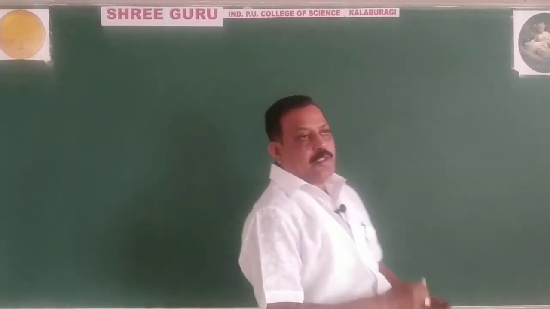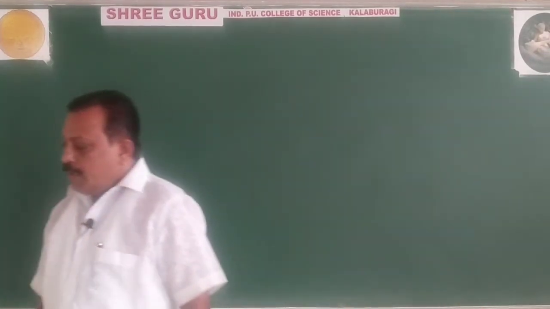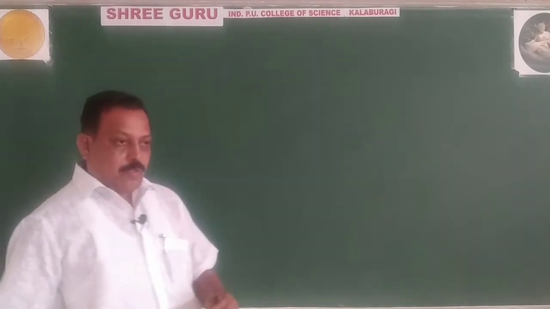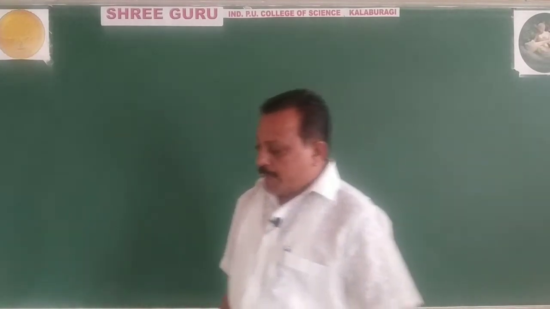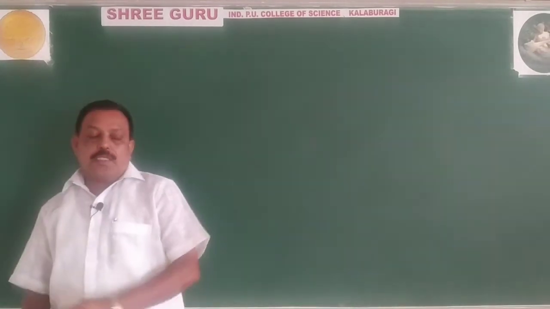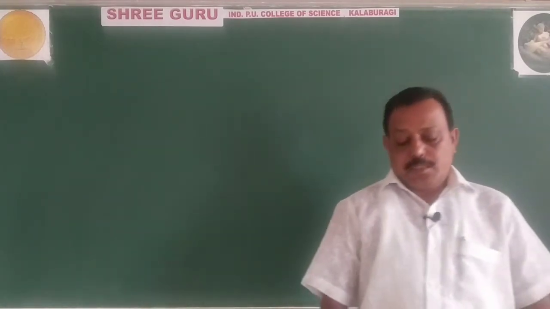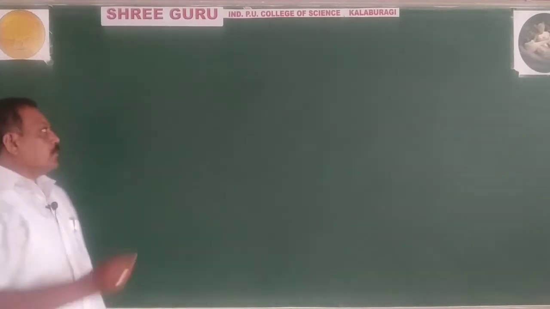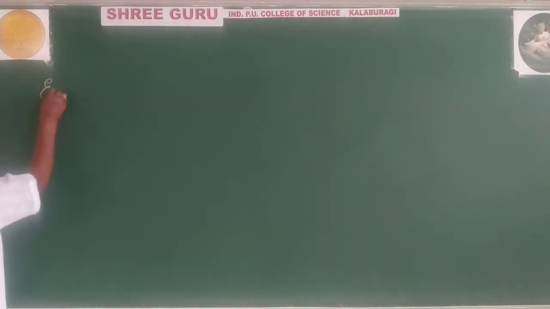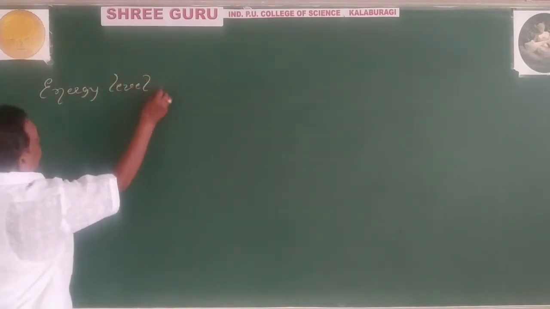Good morning, students. Now this is the last class for the theoretical section. In the last class we have completed the spectral series. We have studied the minimum wavelength and maximum wavelength. Then after that we come across the energy level diagram. Simplest thing. Energy level diagram.